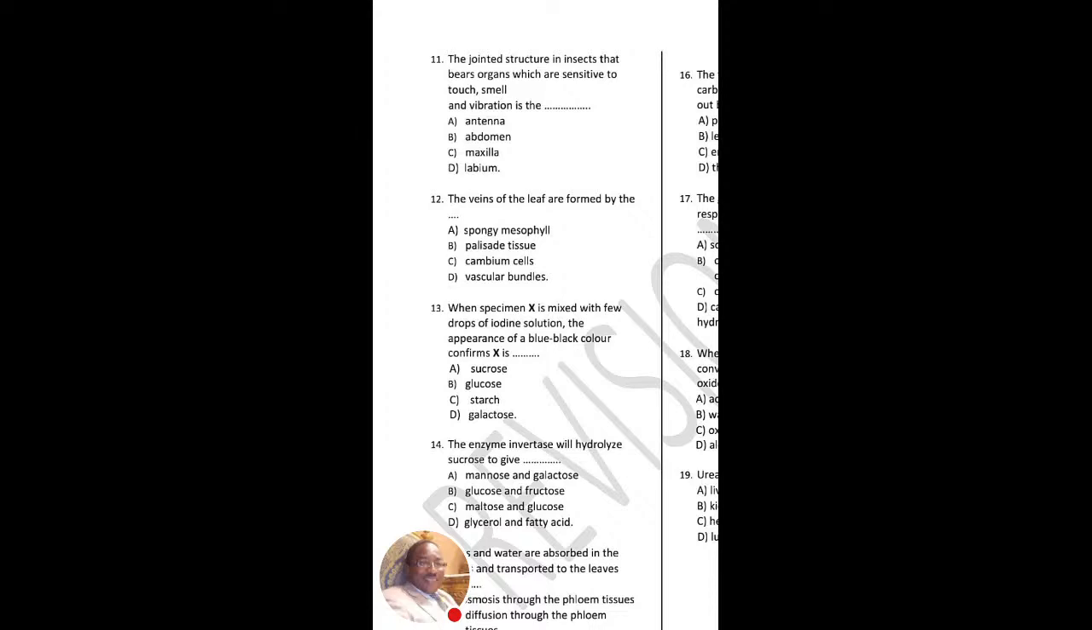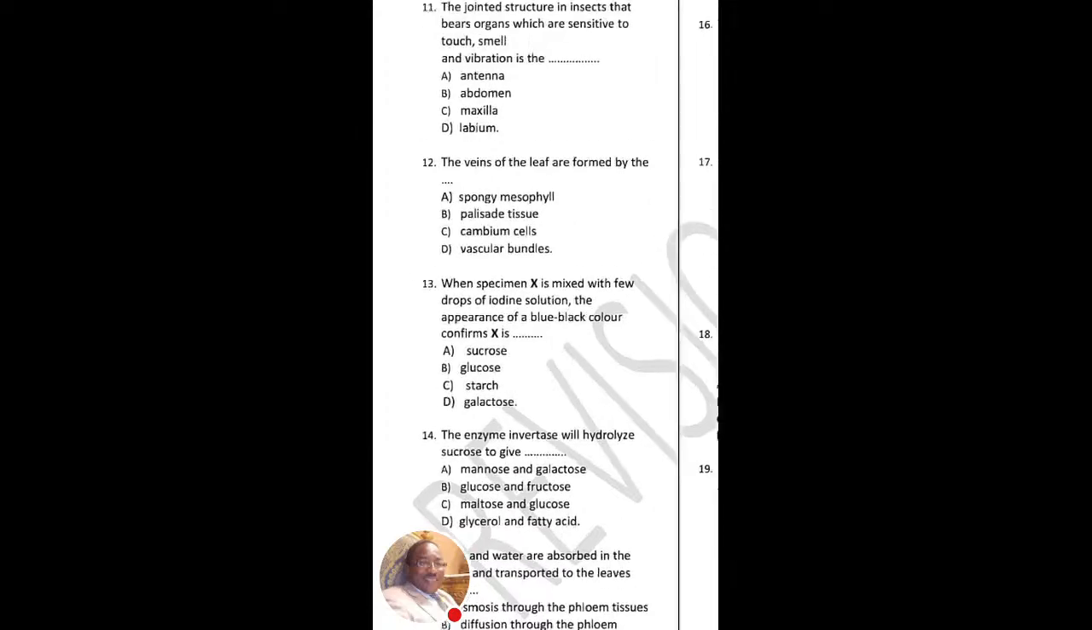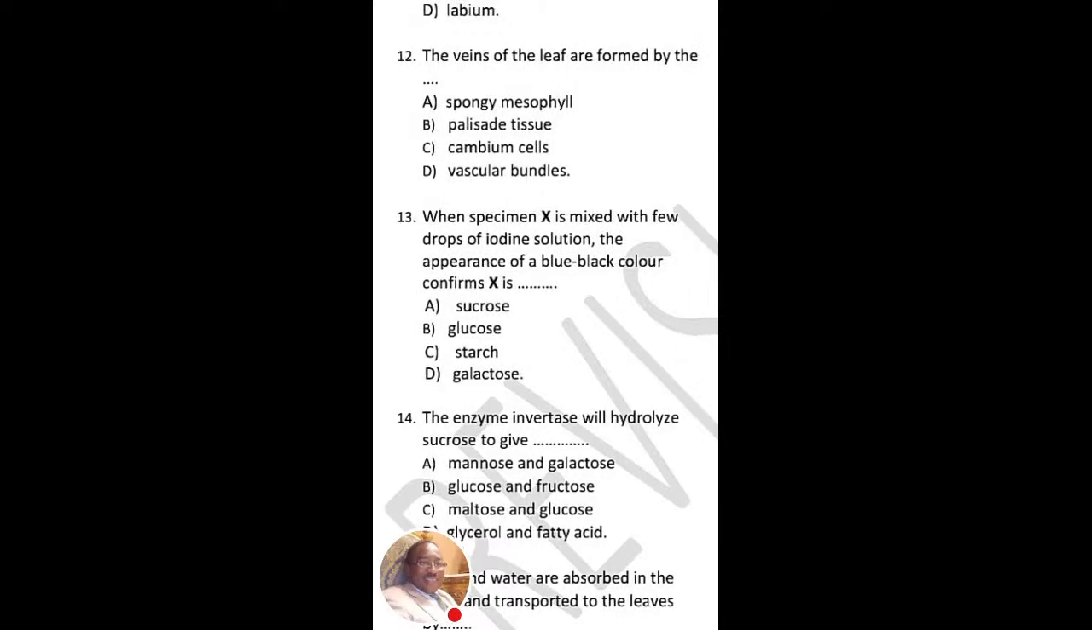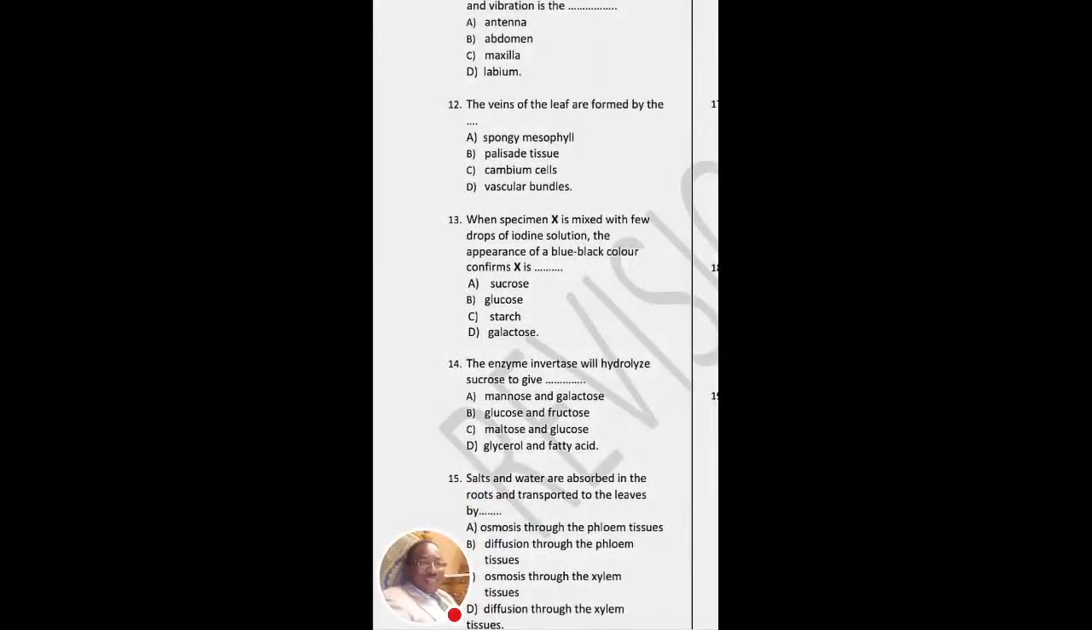plant. Number 13. If you look at number 13, let me zoom it. When specimen X is mixed with drops of iodine solution, the appearance of a blue-black color confirms X is: A. Sucrose, B. Glucose, C. Starch, D. Galactose. The correct answer, of course, is definitely starch. So it's starch, a carbohydrate, that turns blue-black. That is the answer to that question.